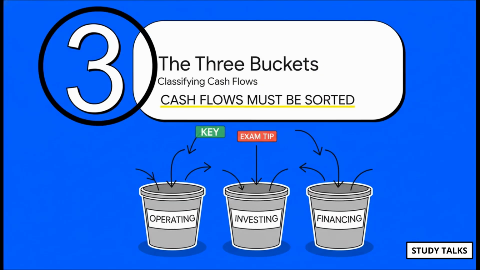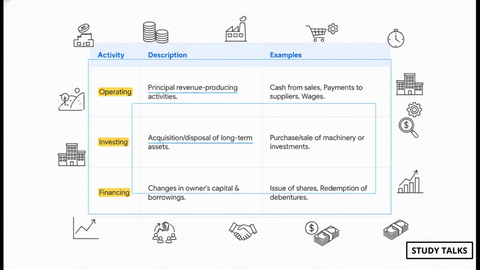This right here, this is the heart and soul of the statement. Every single transaction involving cash has to be sorted neatly into one of these 3 buckets, no exceptions. Mastering this sorting process is pretty much the entire key to getting the statement right. And this table just lays it out perfectly. Think of it like this. Operating activities are your main gig, your day-to-day business that brings in revenue. Investing activities are all about buying and selling long-term stuff. Think machinery, buildings, or investments in other companies. And financing activities? That's all about how you get the money to run the show. Issuing shares to owners, taking loans from banks, and of course, paying them back.